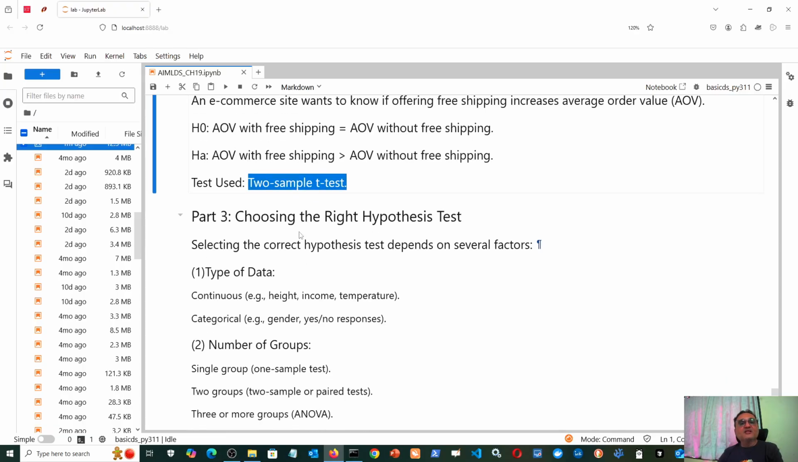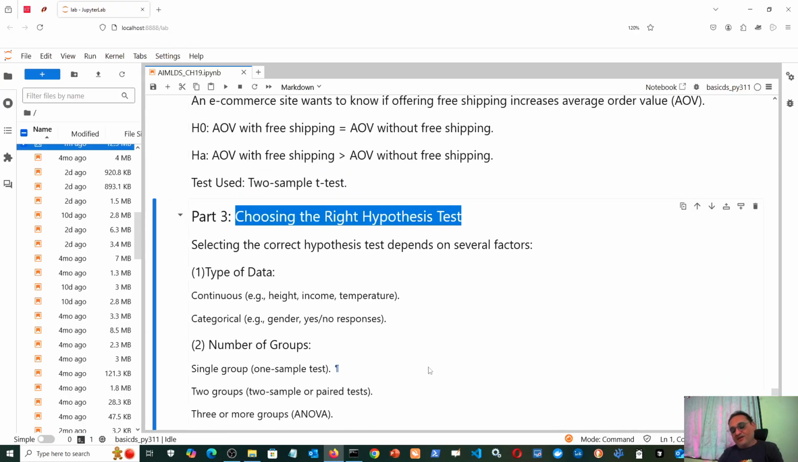This choosing of the right hypothesis test we will do in the next lecture: whether to use a one-sample t-test or two-sample t-test or chi-square test, what is applicable in which type of use case. That we will take in the next lecture.